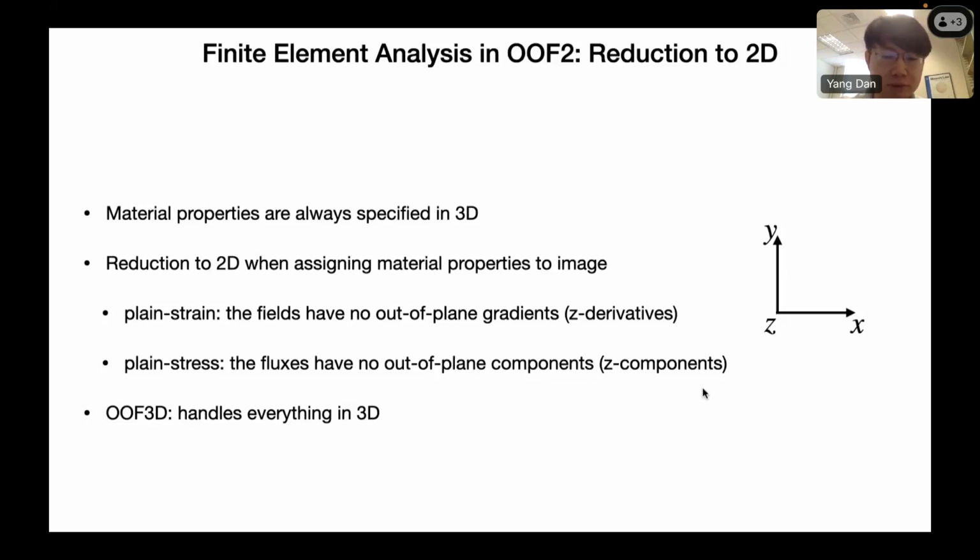And also, people can have the fluxes have no out-of-plane components. Or let's say the fluxes just don't have the z components. So this is also called the plane stress. Yeah, so this is how UIUC tries to convert the three-dimensional problems to two dimensions because they work on the images of the materials.